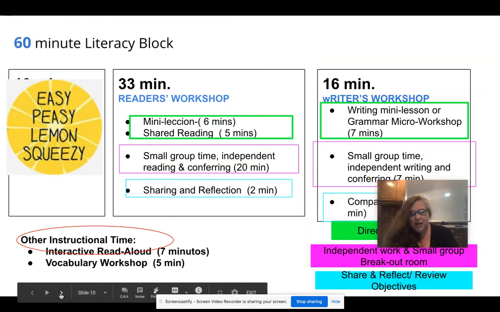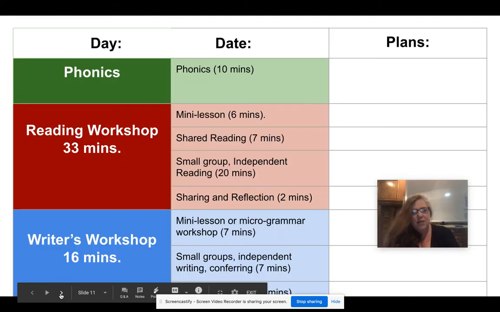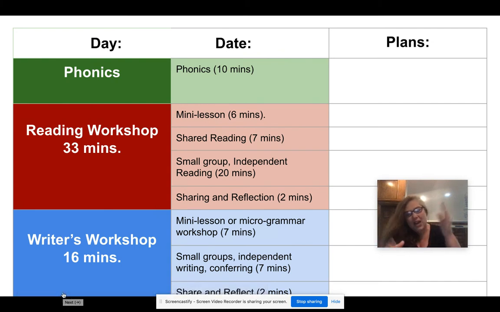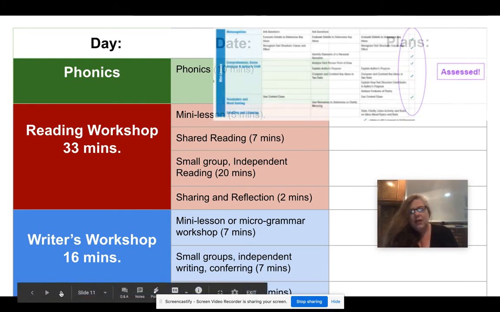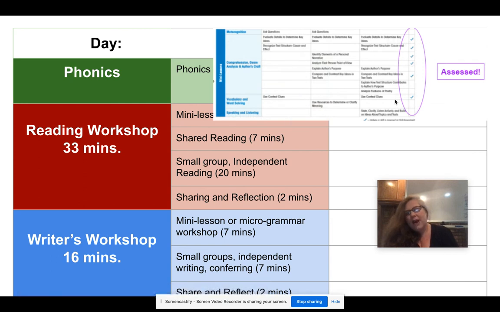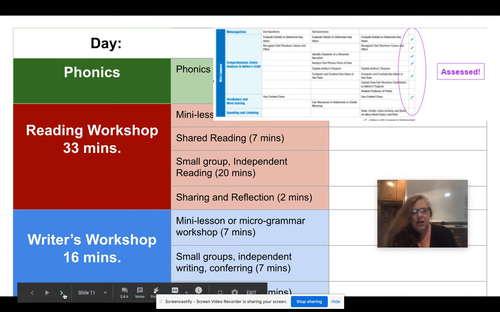So, like I mentioned, I'm not going to go over the phonics today, but I do want to look at what our day would look like, what our hour would look like all together, and how we might cut things out and make sure we're hitting the important items. So, always keep in mind, what were those assessed skills that we saw in the skills and strategies for the unit. You definitely want to keep those in.